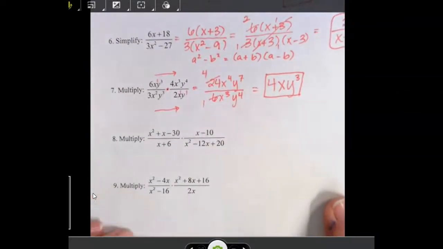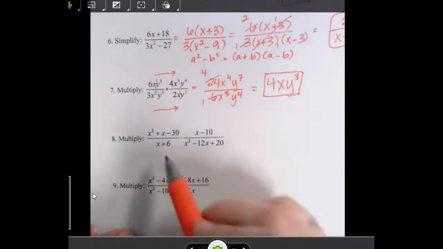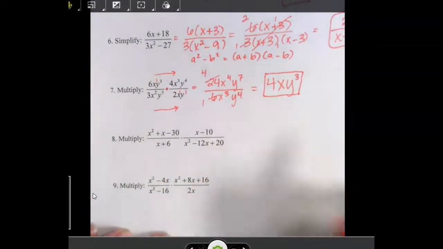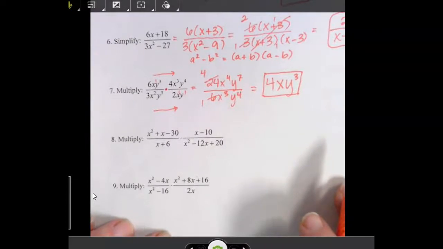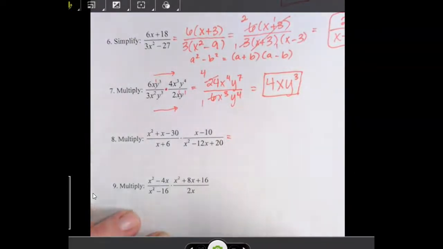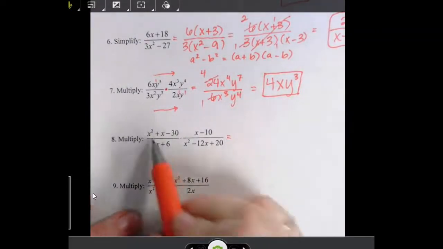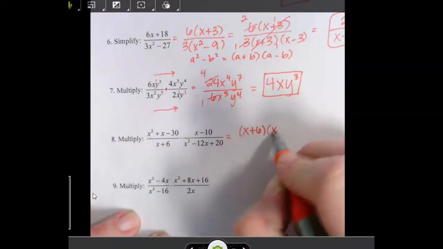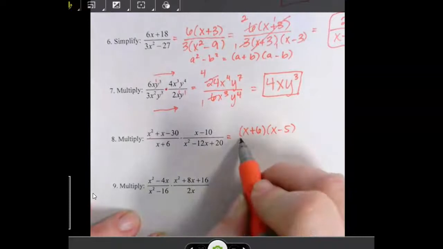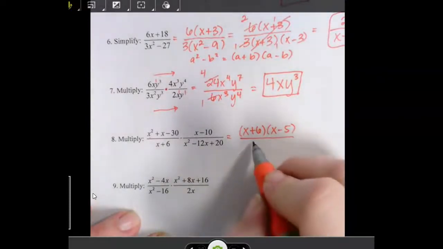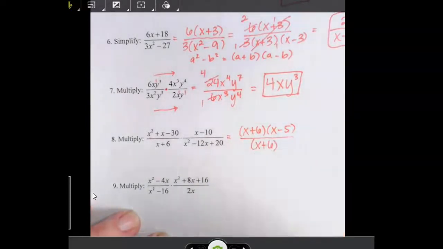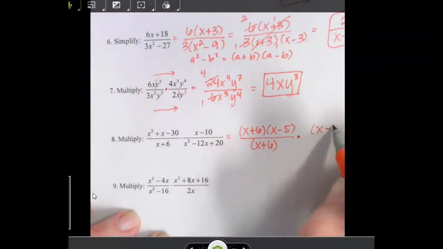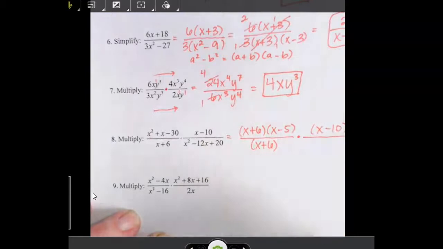Okay, moving on to multiplication. So remember, you're going to factor everything you can, numerators, denominators, and then cancel common factors. All right, so for this first numerator, I could factor that into x plus 6, x minus 5. And then my denominator is x plus 6. And then I am multiplying. So my second numerator, x minus 10, that's just going to stay like it is.